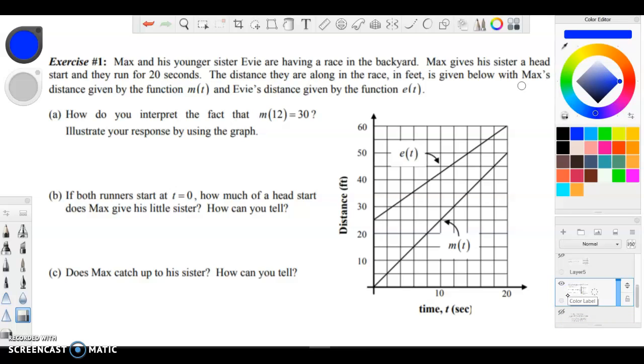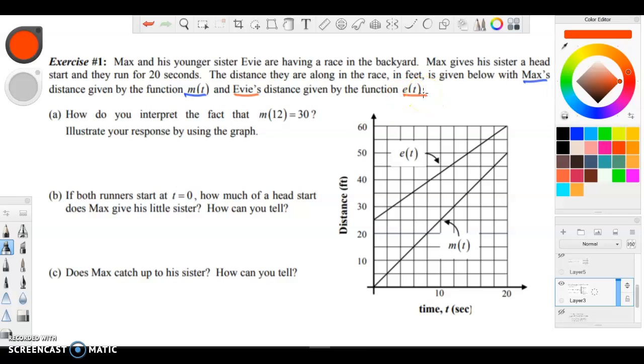In exercise 1, Max and his younger sister Evie are having a race in the backyard. Max gives his sister a head start and then they run for 20 seconds. And the distance they are along in the race in feet is given below, with Max's distance given by m of t and Evie's given by e of t. I'm going to try to use blue to color code things that relate to Max and red to color code things that have to do with Evie.